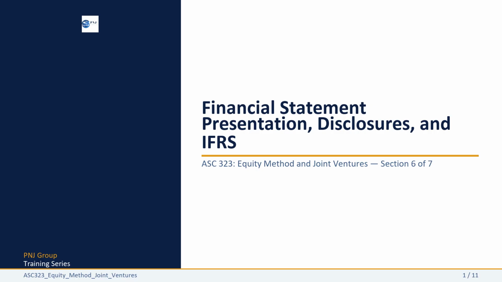We have built the mechanics of equity method accounting across sections 1 through 5. Now, we answer the questions every preparer and reviewer faces. Where do these numbers go on the financial statements? What does ASC 323 require you to disclose? And how does this treatment compare to International Financial Reporting Standards? Let us work through all three.